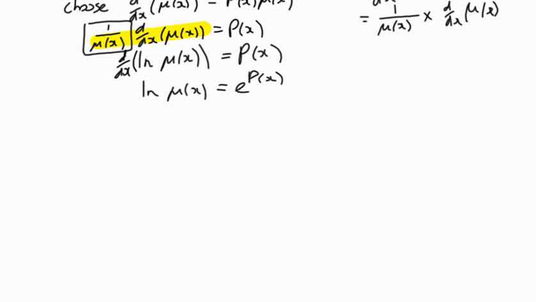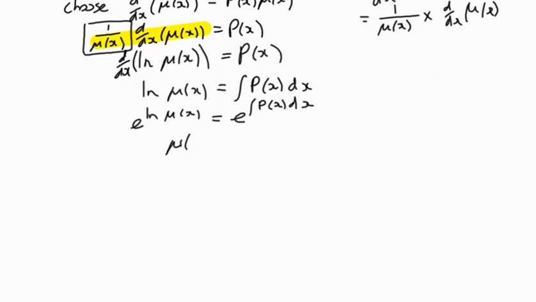So we're integrating both sides with respect to x, and then we want to raise both sides to an exponent of e, which would be that e to the log mu of x is e to the integral of p of x dx. And of course that allows us to state that the value of mu of x that we want to choose is e to the power of the integral of p of x with respect to x. And that is our formula that we're going to use.